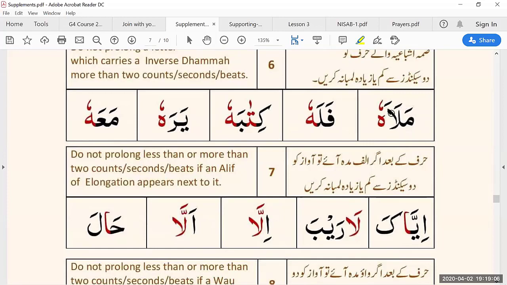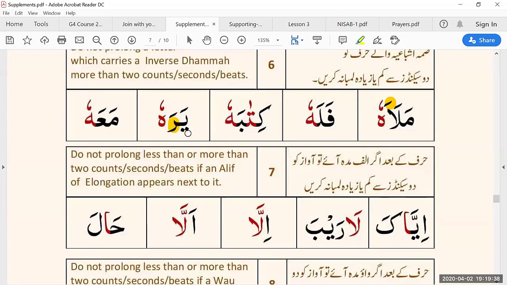مله. I think you didn't see that. Can you say this word again? It's ملأ. Yes. ملأه, فله, كتابه, يراه. So you prolong the ra a little bit.